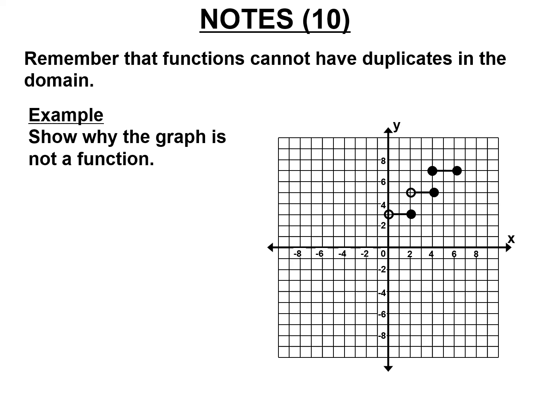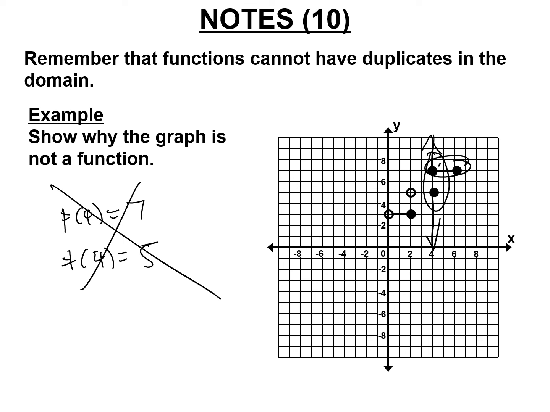So show on the graph why this is not a function. Right there, right? It fails the vertical line test. One of these closed circles right there at x equals 4, right? What you're showing there is that when you do f of 4, you could get two different answers. You could get 7 and you could get 5, right? That's totally not allowed in a function, right? This is a relation, everything is a relation, and it fails the vertical line test.